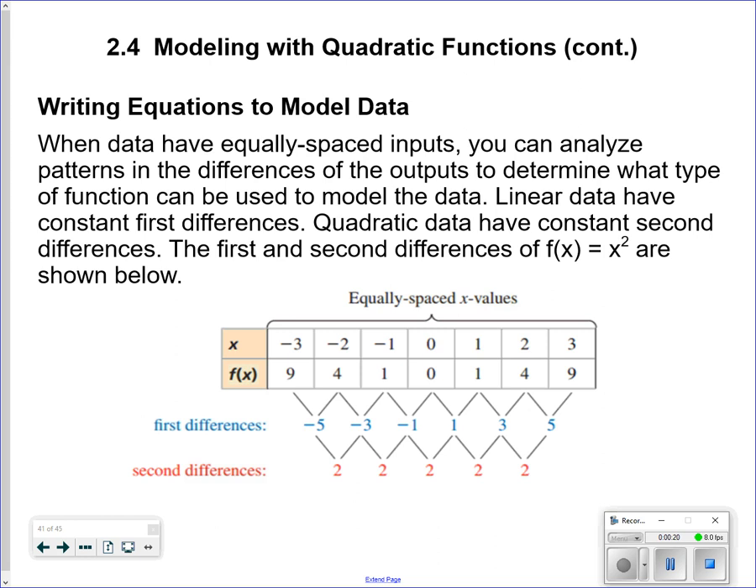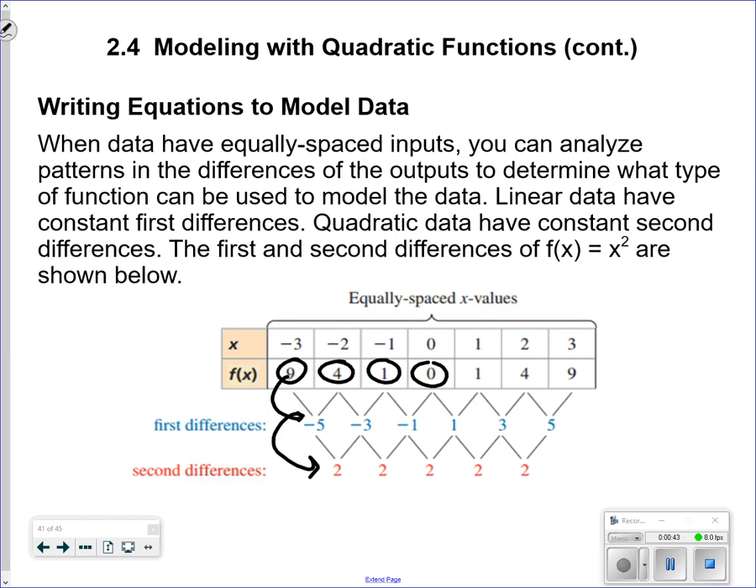A linear function has a constant difference. So if you take from one number to the next, and it has a common difference each time, then that would be a linear function. But if you get a common difference, and then a common second difference, and all of them are the same, this makes it a quadratic function.